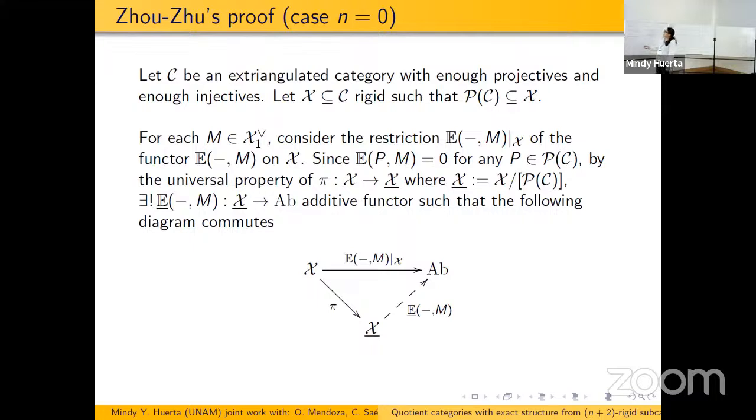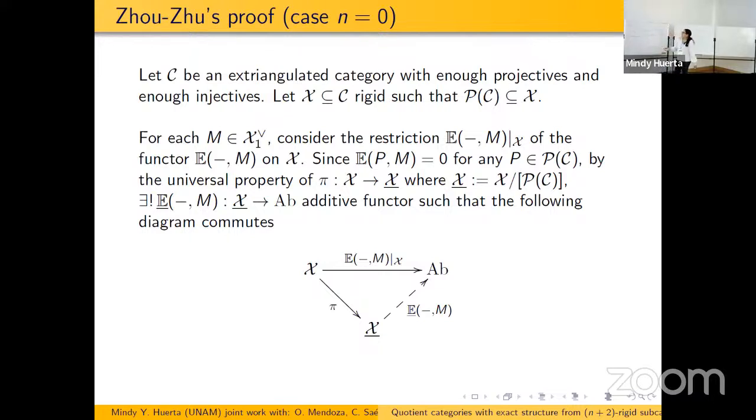After that, they take an element in this class. Here we have a definition of that class. They take the functor and fix the second variable by the element that you choose at the beginning, and then you take the restriction to X, which produces a contravariant functor from X to abelian groups. After that they take the stable category of X, here is the quotient category, but in this case you take X as the class of projective elements. So from this quotient, you have the quotient functor pi from X to the stable category of X.